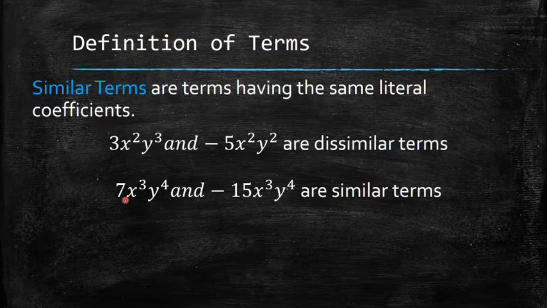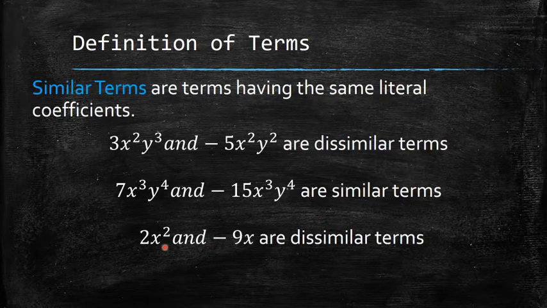Now, another example. Let's say we have 7x cubed y to the fourth and negative 15x cubed y to the fourth. So they are similar terms. Why are they similar? Because we have here the literal coefficient x cubed y to the fourth, and for this one, the literal coefficient is also x cubed y to the fourth. So that's why 7x cubed y to the fourth and negative 15x cubed y to the fourth are similar terms.